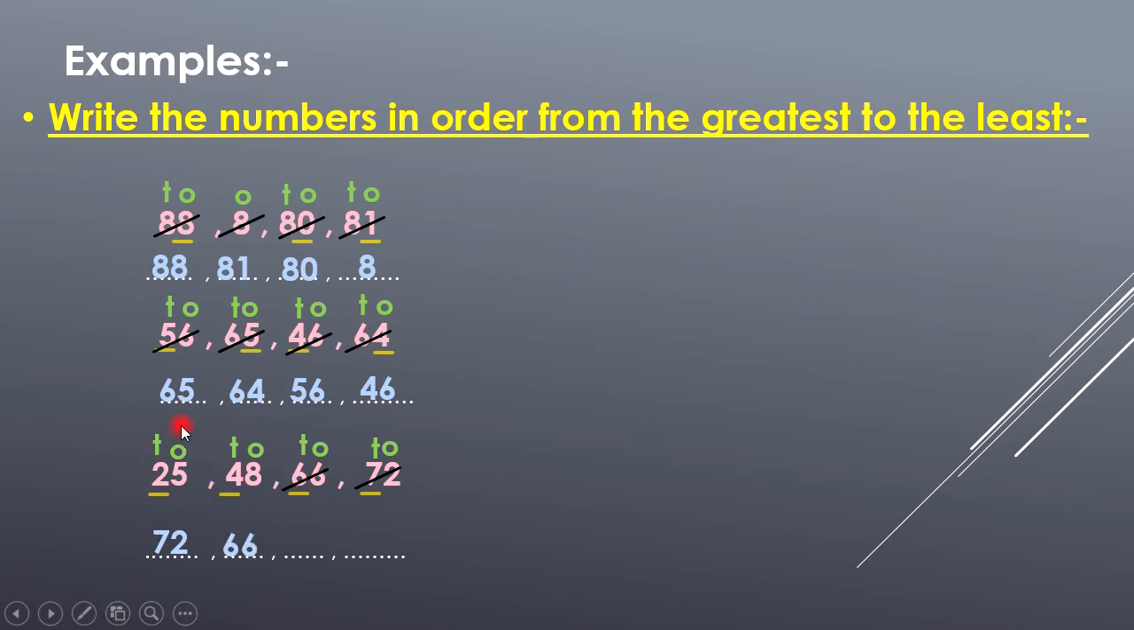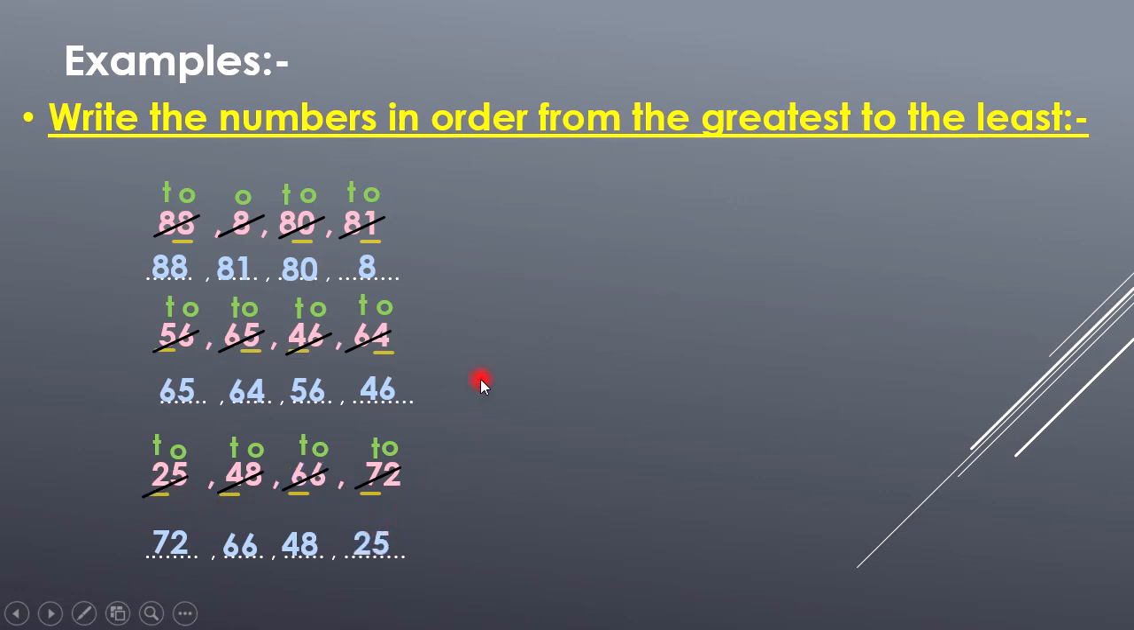Now I have 25 and 48. We look to tens digit. Which one is the biggest? Yes, 48 is the biggest number. So I cross 48 and put here 48. And the smallest number is 25. So I cross 25 and put 25 here.